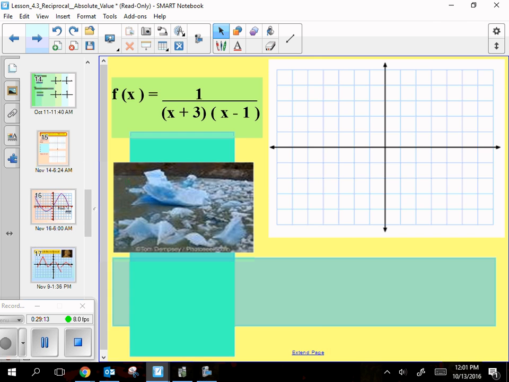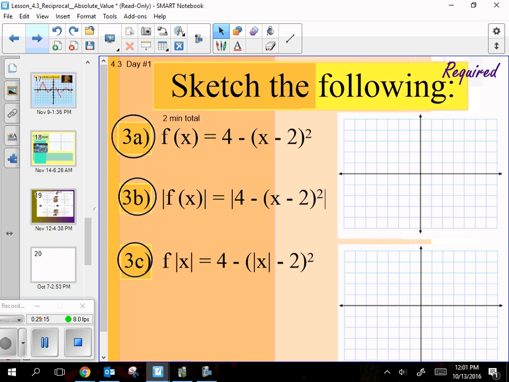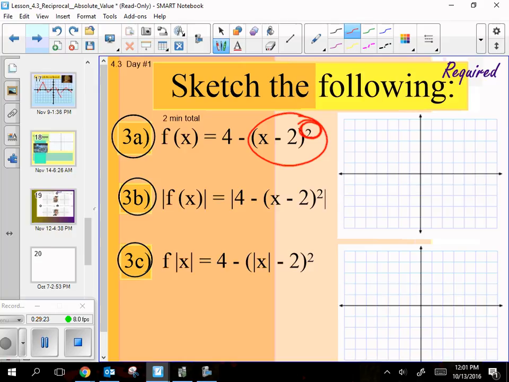All right, so the first part of the assignment is right here. Do you get this is just a parabola because it's got a squared that's been moved to the right to, what does this make happen?